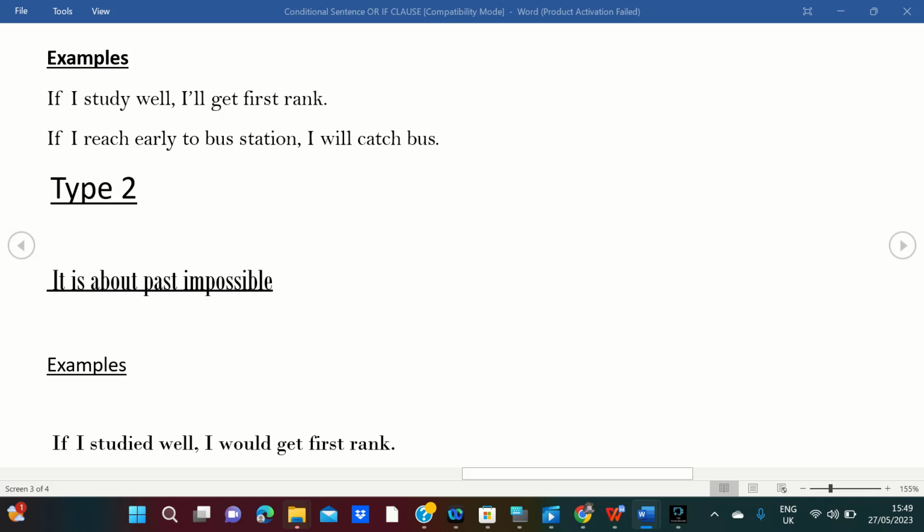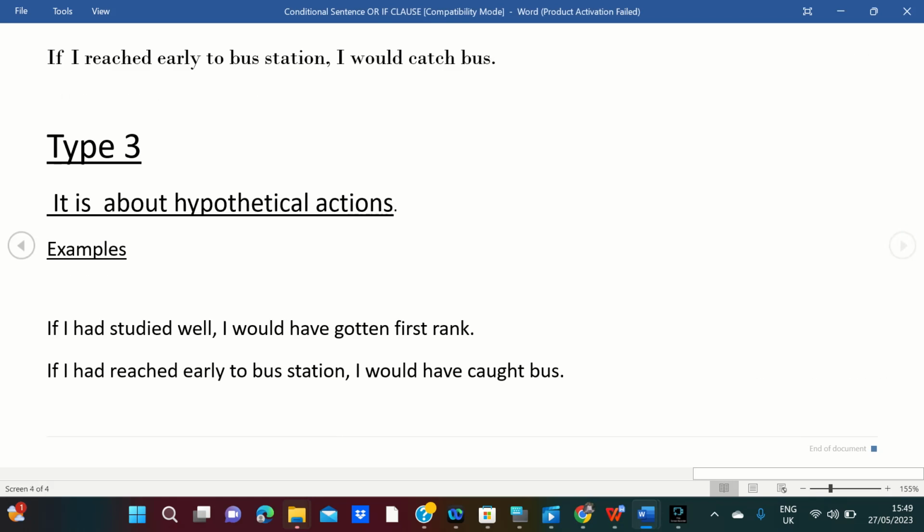Here the if clause should have V2 form of verb in the subordinate clause, would plus infinitive form in the main clause. Always remember that subordinate clause talks about condition, main clause talks about result. Another example I give you. If I reached early to the bus station, I would catch bus. You didn't reach the bus station early, you failed to catch bus. That is the meaning of the type 2 condition.